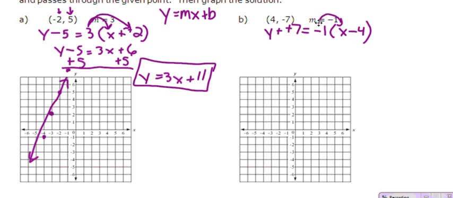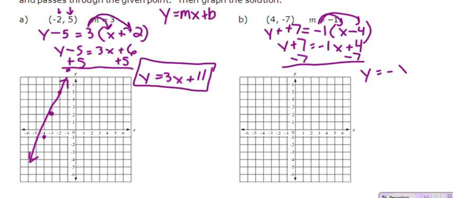So I distribute the negative 1, so I have y plus 7 equals negative 1x plus 4. Negative 1 times negative 4 is a positive. And to get the y alone, I'm minusing 7. So I have y equals negative x minus 3. So there's my solution in slope-intercept form.